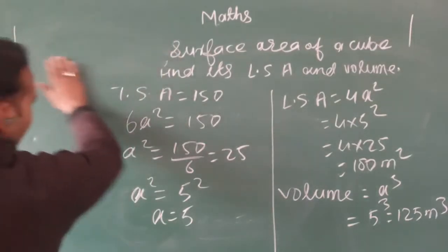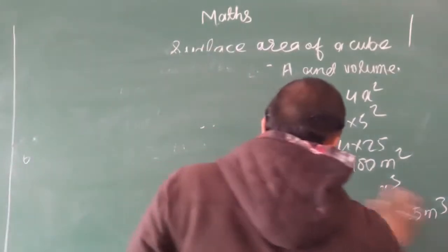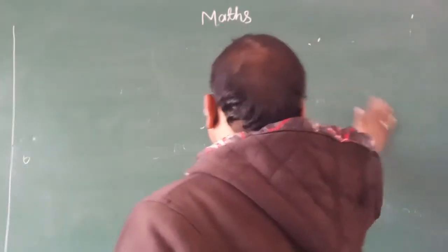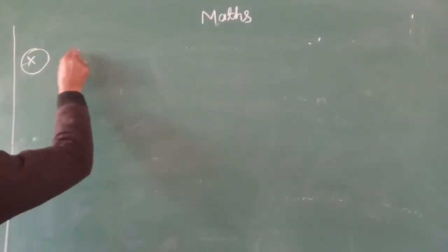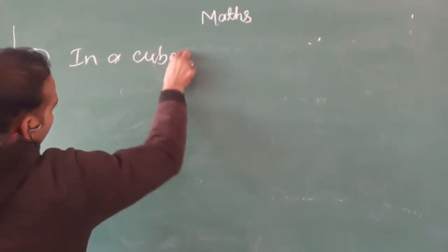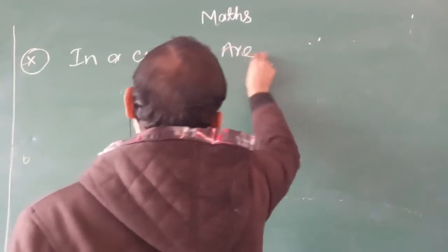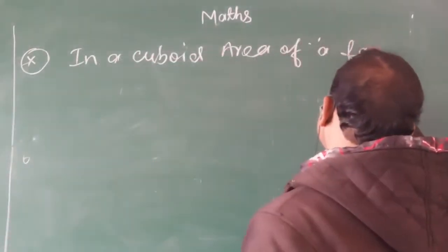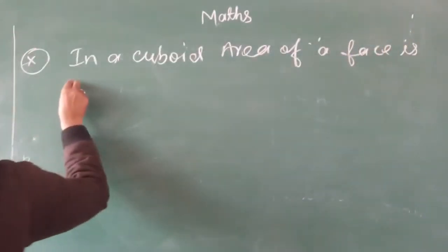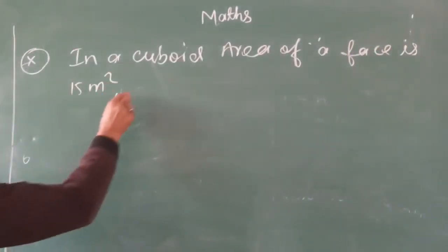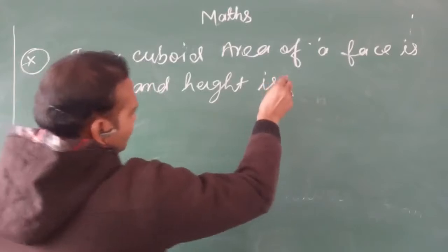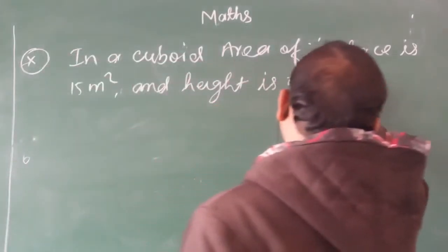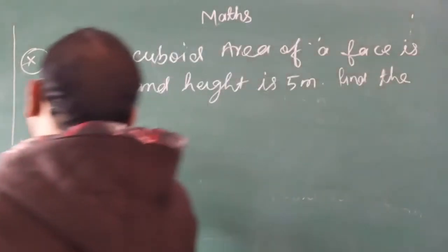The next problem. If it is given in a cuboid, area of a face is 50 meters square and height is 5 meters. Find the volume of the cuboid.